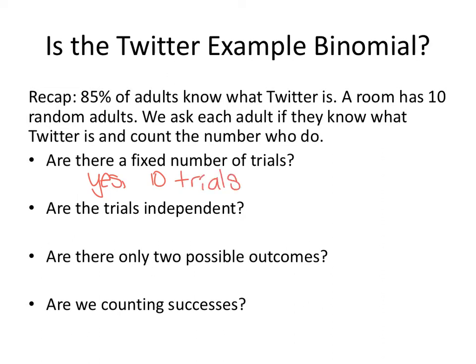Are the trials independent? Since the adults are randomly selected, the trials are independent. Are there only 2 possible outcomes? When they ask one of the adults, the adult will answer either yes or no, and we will call yes a success. So yes, there are only 2 outcomes. And are we counting successes? We are counting the number who do, so we're counting how many of the adults say yes. So yes, we are counting successes. And you can see all 4 are true. So this is a binomial probability distribution.